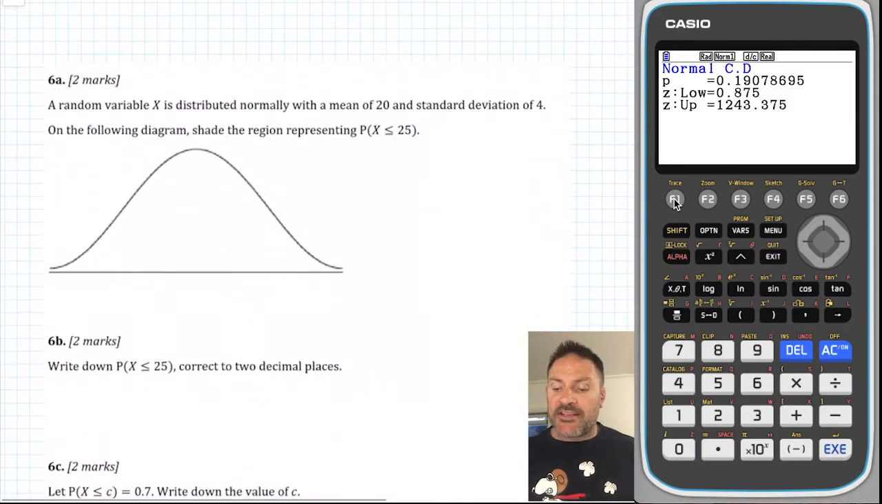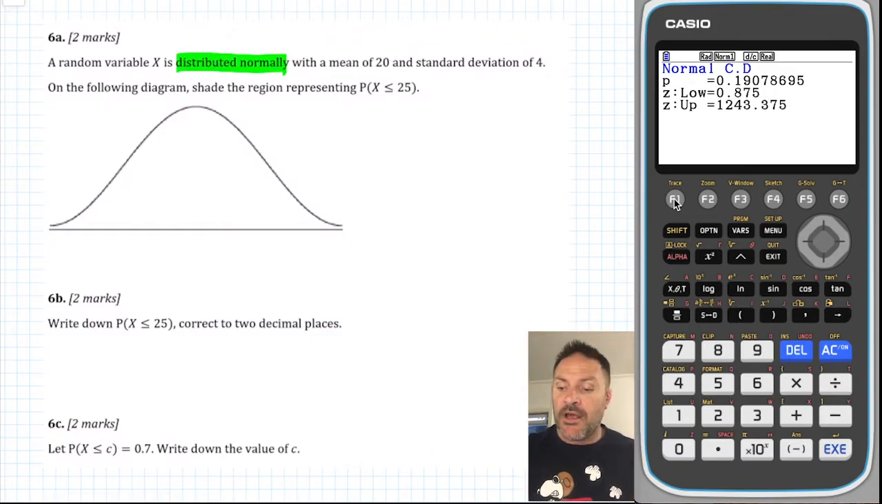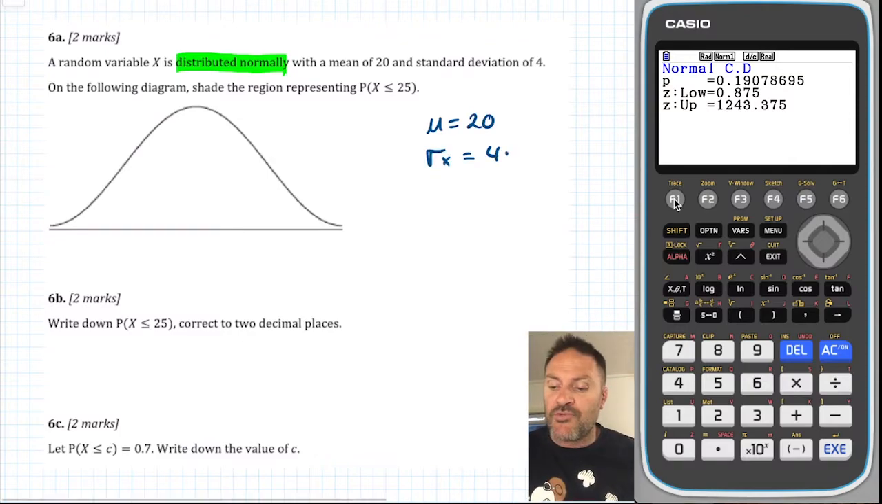A random variable X is distributed normally. There we go. That's the key. Normal distribution, NCD, NPD, inverse norm. That's the first thing I'm thinking about. With a mean, I'm going to write that down, a mean of 20 and a standard deviation of 4. On the diagram, shade the region representing a probability that is less than 25.